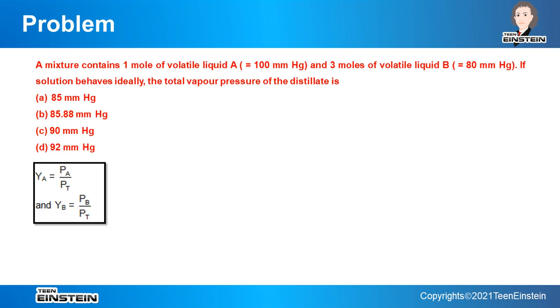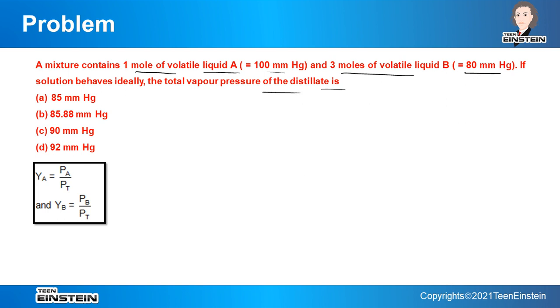In the next problem, we have a mixture containing 1 mole of volatile liquid A. The corresponding vapor pressure is given, that is, the vapor pressure of liquid A when it is in pure condition, and 3 moles of volatile liquid B. In the previous question we had a mole ratio of 1:4, but now individual mole numbers are given, so the ratio is 1:3, and the vapor pressure of B is also given. If the solution behaves ideally, the total vapor pressure of the distillate is.